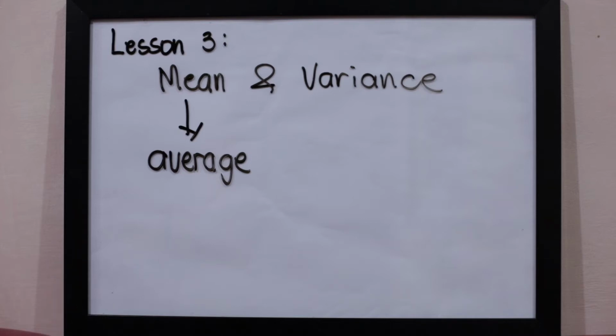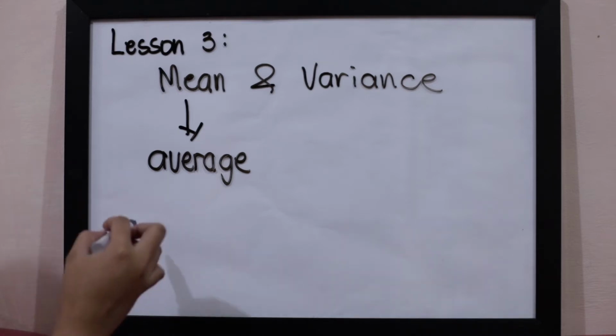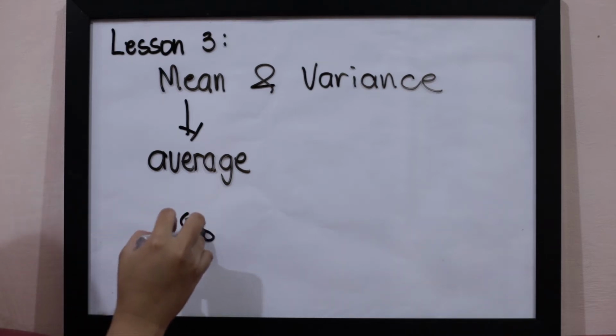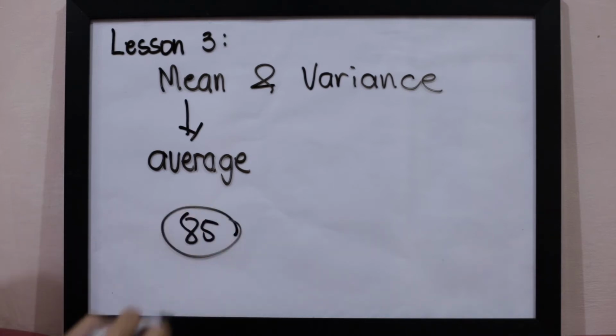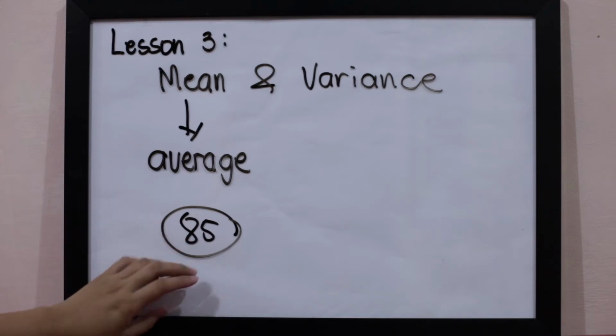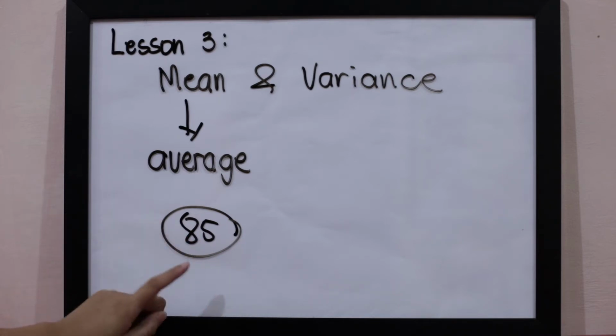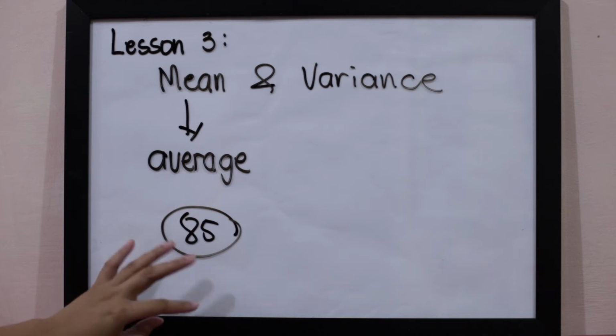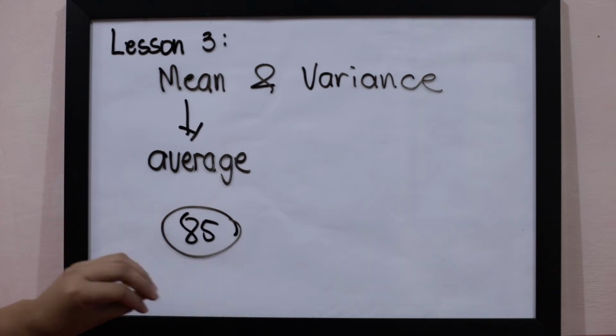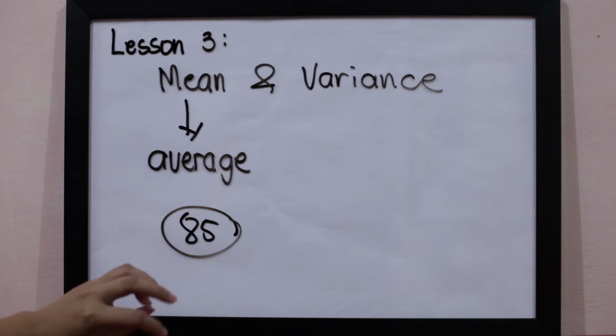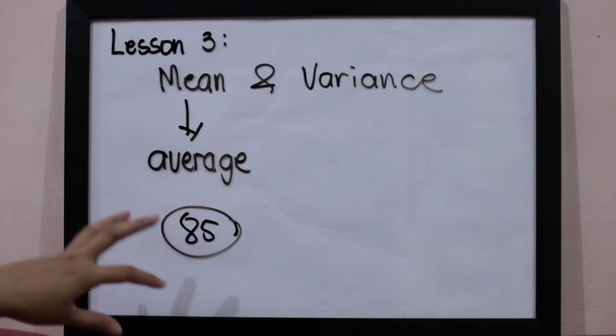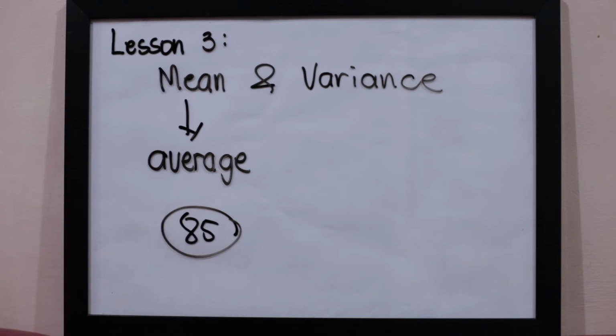For example, bibigyan ko kayo ng numerical values para mas madali nating maintindihan. Let's say, in a given scenario, the mean is 85. So, ito lang yung alam natin. The mean is 85. So, meaning to say, if the mean is 85, among the raw scores, 85 yung most occurred na scores, o kaya naman close to 85 yung karamihan sa mga scores na nakikita nyo sa raw scores. Okay po? So, yun yung mean.